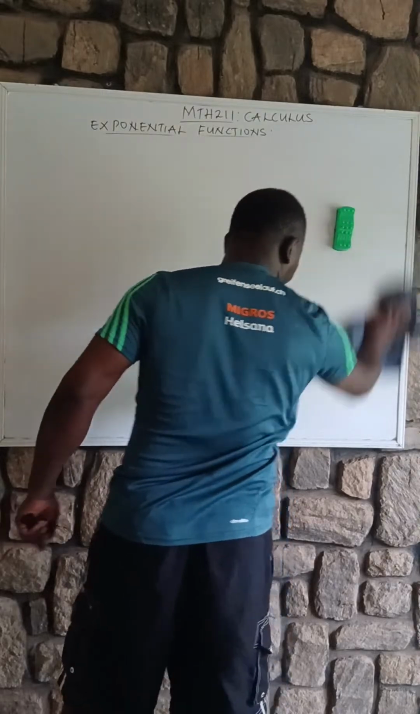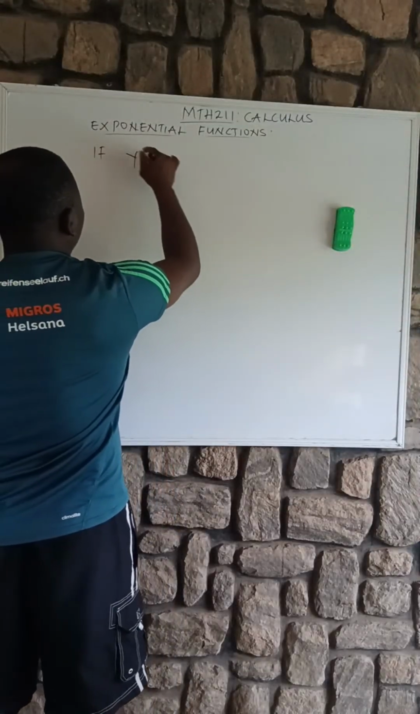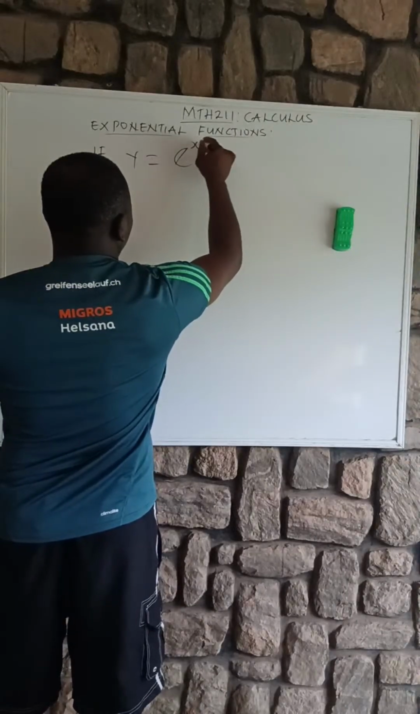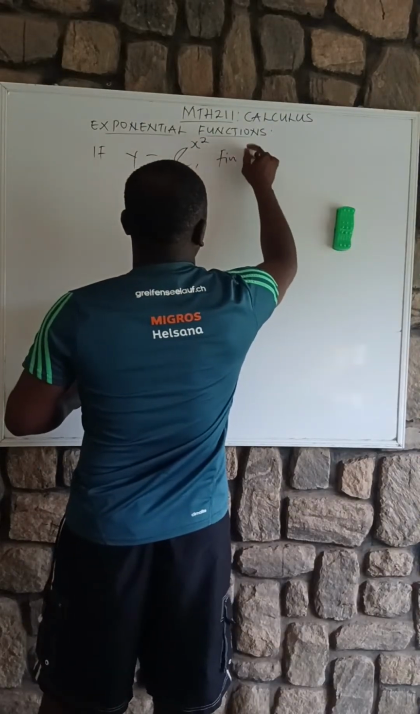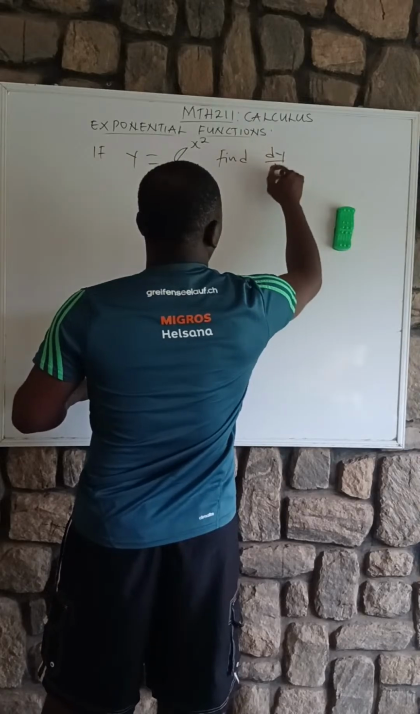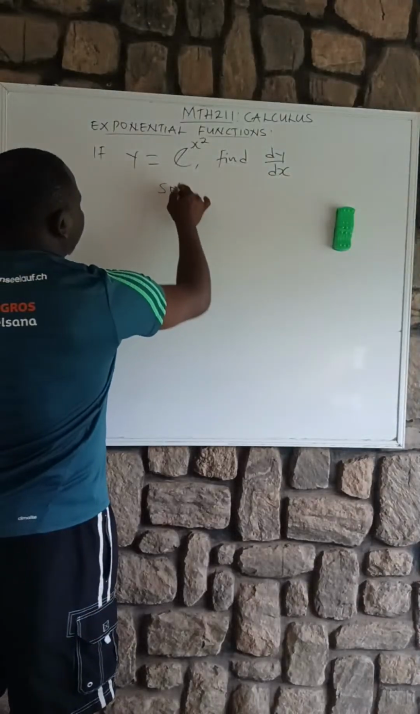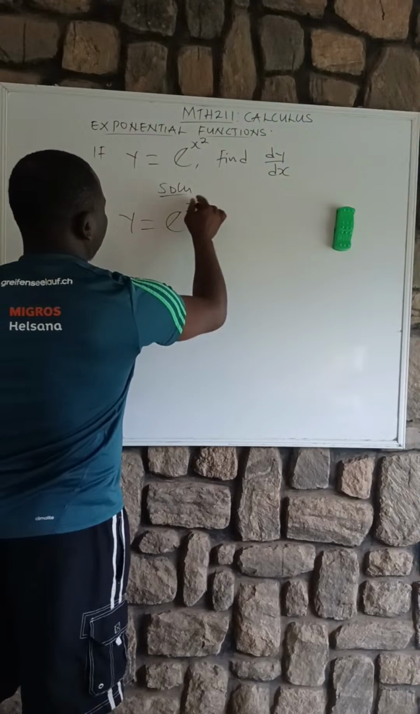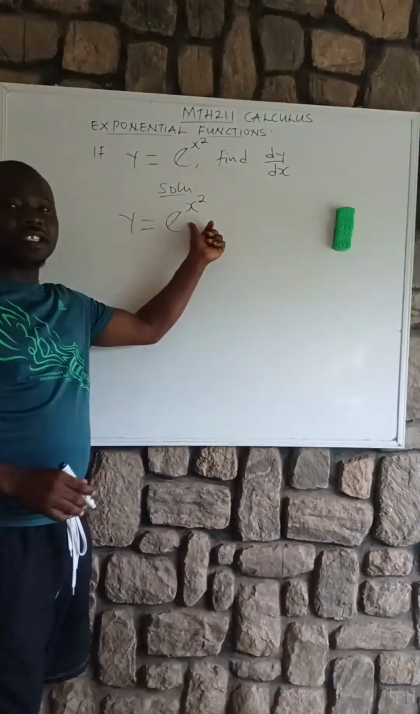Okay, yeah. So as you can see now, if y is equal to exponential x raised to the power 2, then find dy over dx. Yes. So we write the solution. These are exponential functions. y equals exponential x raised to the power 2. So how can you differentiate this function?